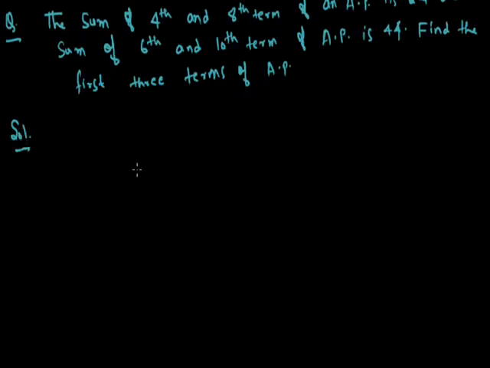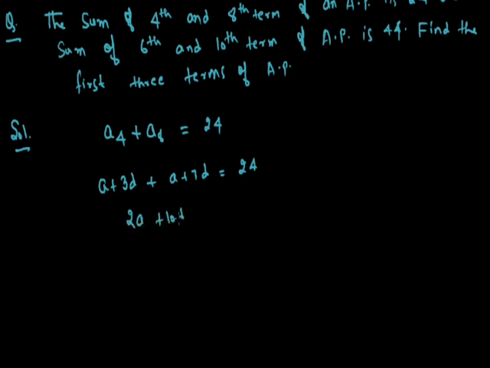Now solution. The sum of the fourth and eighth term of an AP is 24. It means A4 plus A8 equal to 24. Now A4 is a plus 3d, A8 is a plus 7d, equal to 24. Here a is the first term of the AP and d is the common difference. So we can write 2a plus 10d equal to 24. Now this is the first equation.